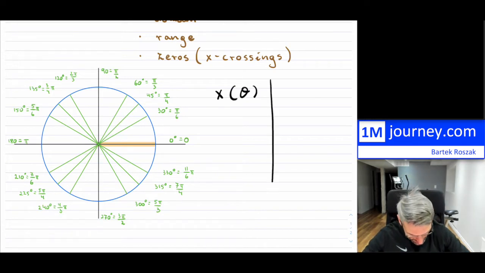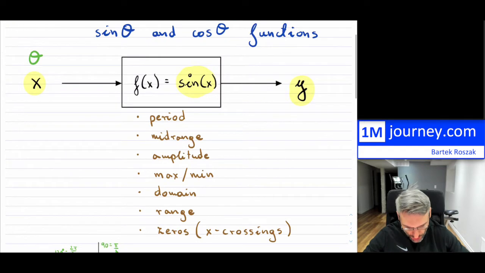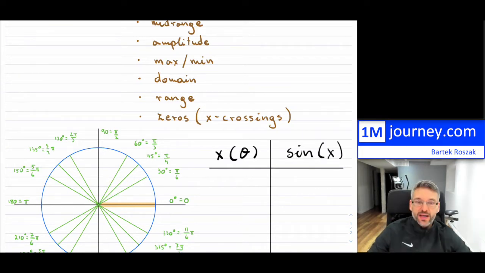And then if you create a table of values, and I keep moving it down here, then my output within here is supposed to be sine. So I'm going to be trying to find what the sine of x is, or sine of theta. So sine of that angle, for whatever it might be.